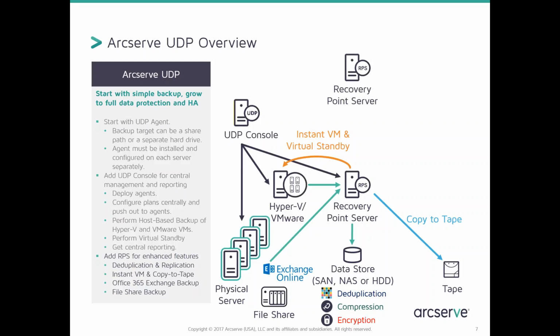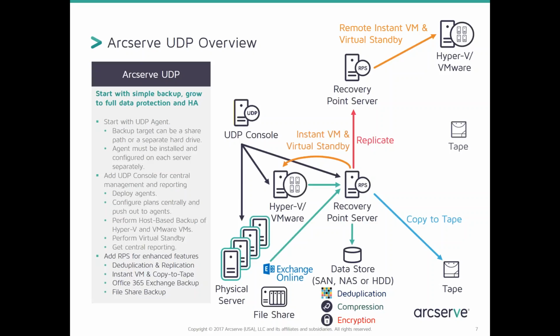I also mentioned we can do replication. If you have an additional recovery point server, we can replicate recovery points or the backups from one recovery point server to another. Once that data is replicated, we can then perform tasks such as remote instant VM and remote virtual standby. Or we can do a remote copy to tape. If you have multiple sites, maybe branch offices, they can all replicate back to a central location, and then that can perform a copy to tape so that you don't have to invest in putting tape devices in all of the sites, and you don't have to worry about non-IT staff having to perform tasks such as tape rotation. So you can see here we started with a really basic way to do backup of a single server, but the UDP product is flexible enough to grow with your environment as it grows.